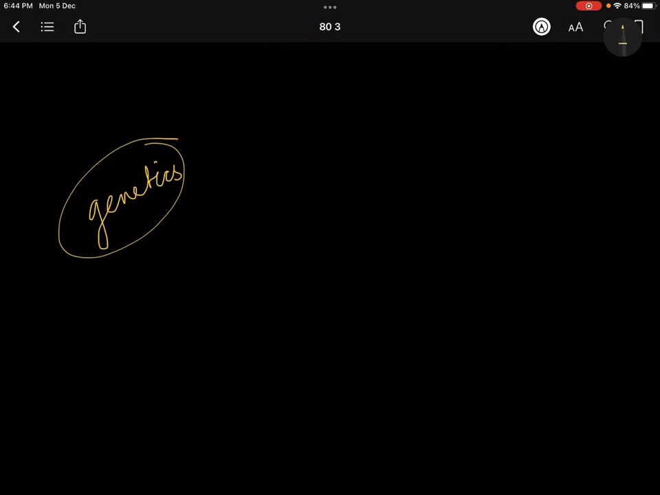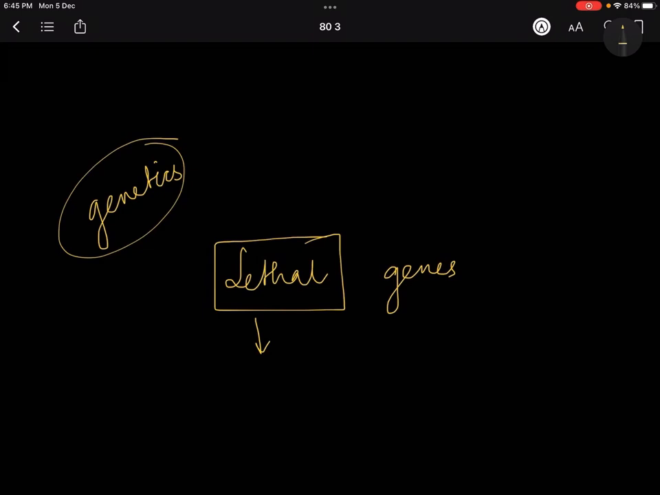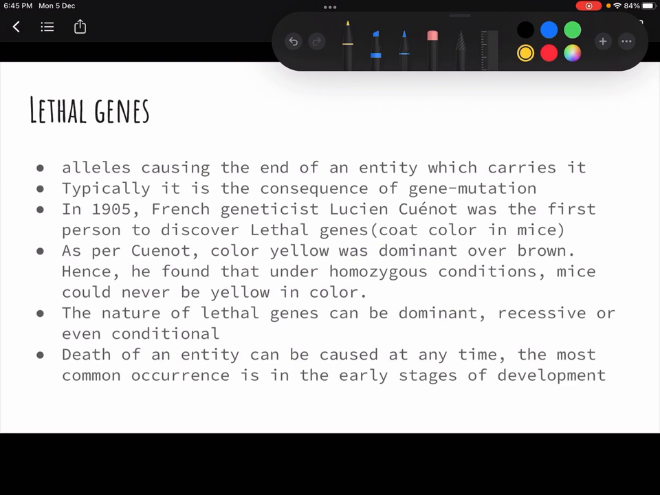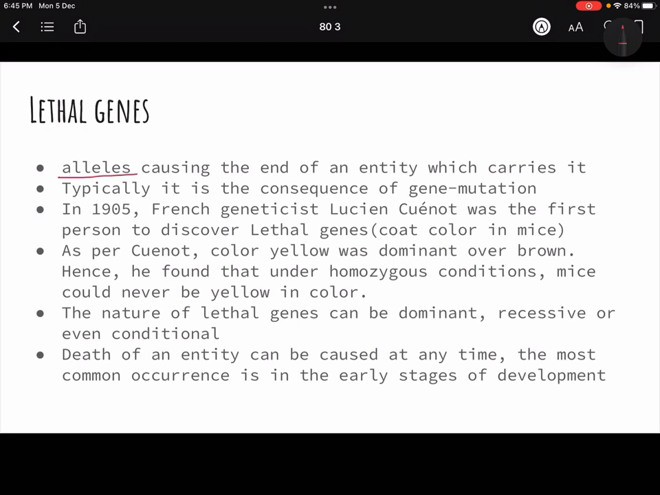Okay, so the word is lethal and the word is genes, right? Lethal, from the name itself, means something dangerous or fatal, which is something not good. And genes, so you know. Basically, these are certain alleles, okay? What are alleles? The different variants of genes which cause the end of the entity which carries it.